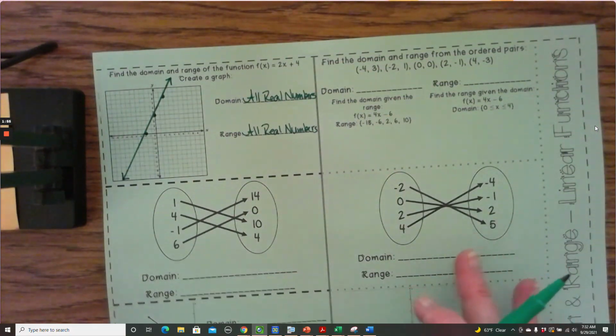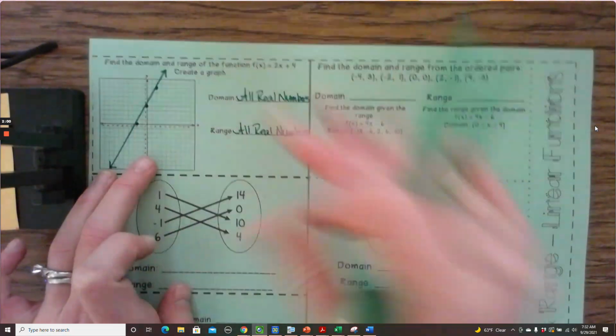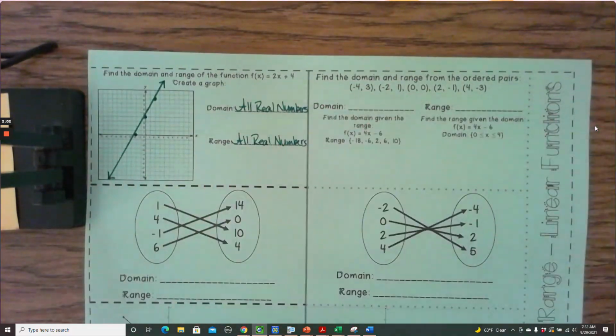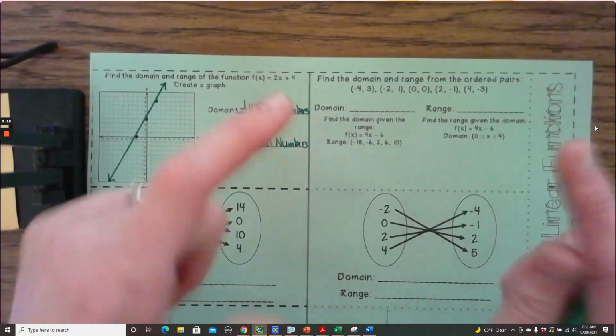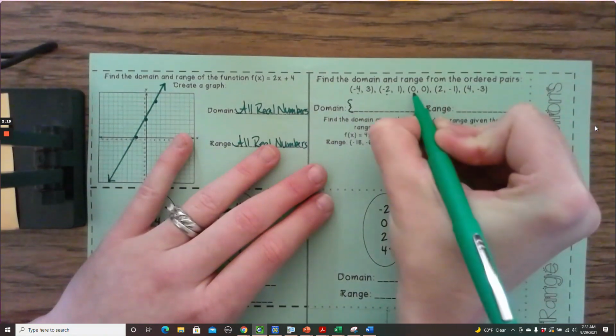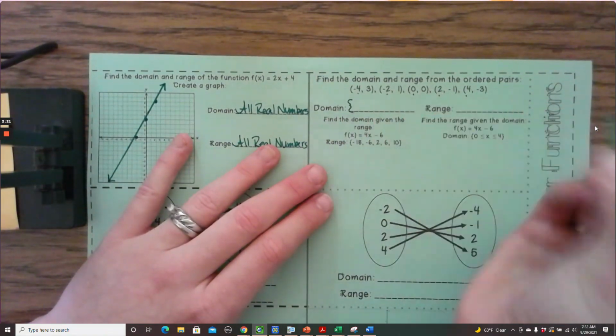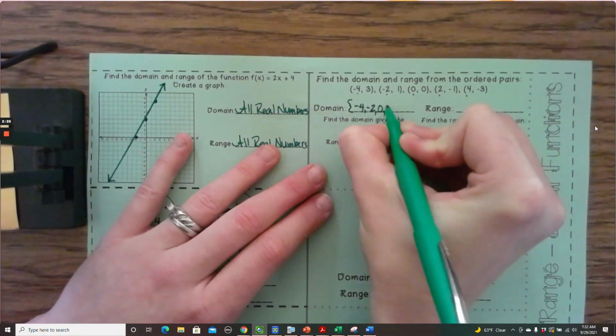So with ordered pairs, so this is a continuous function, goes on and on, all the points are connected. When we have a set of ordered pairs, this is a discrete function. They're not connected, so it's not going to go on and on forever. So when we're given this set, our domain are going to be all the x values. And so negative 4, negative 2, 0, 2, and 4. That's going to be our domain.